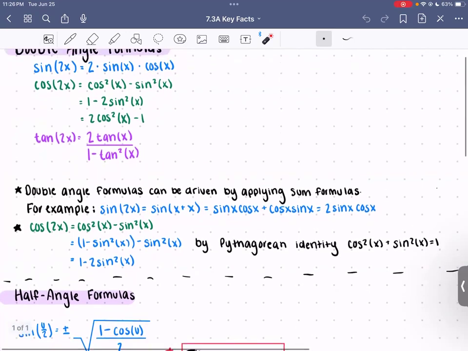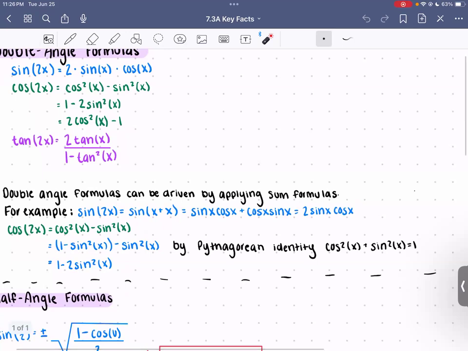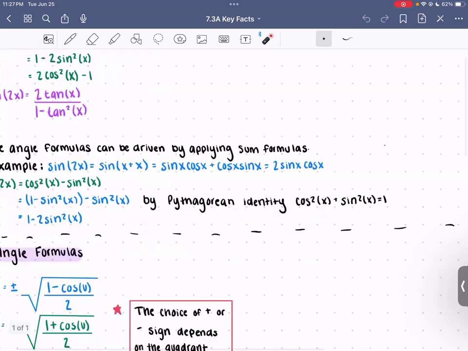Double angle formulas can actually be derived by applying some formulas. So if you think about it, sine of 2x is equal to sine of x plus x. So if you use your sine angle formula, you would get sine of x times cosine of x plus cosine of x times sine of x, which is just 2 times sine of x times cosine of x, because they're the same.